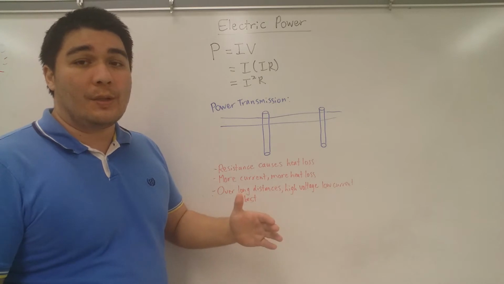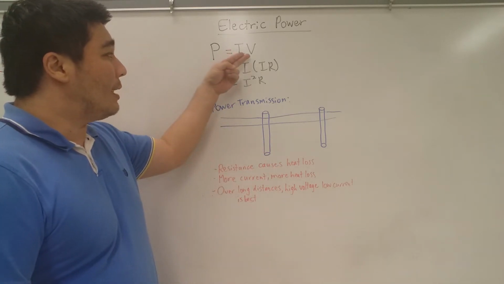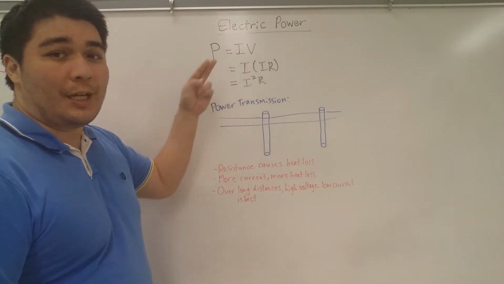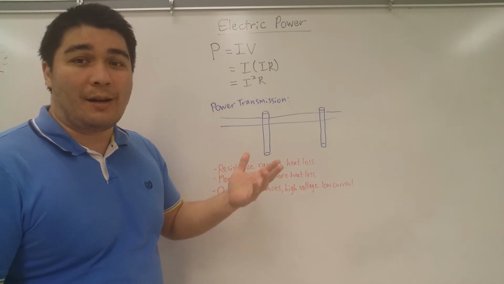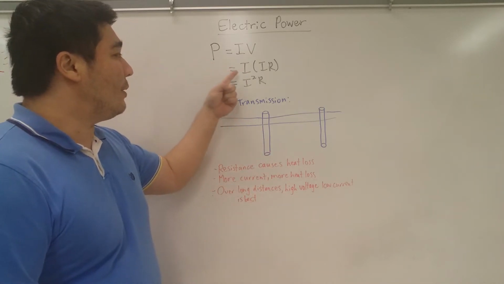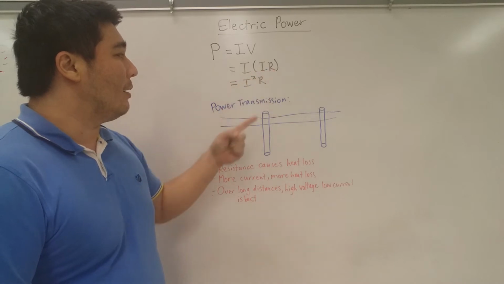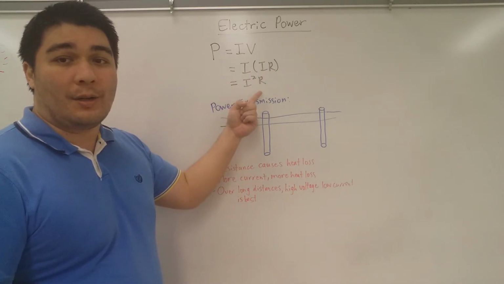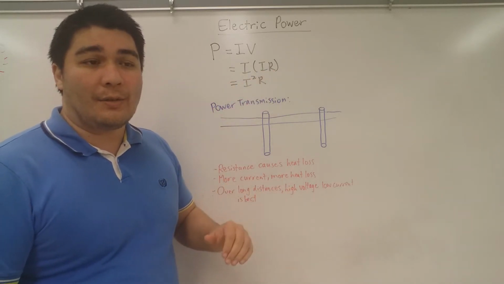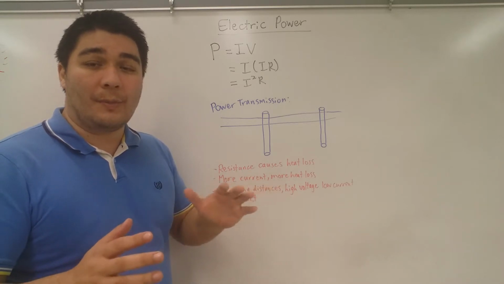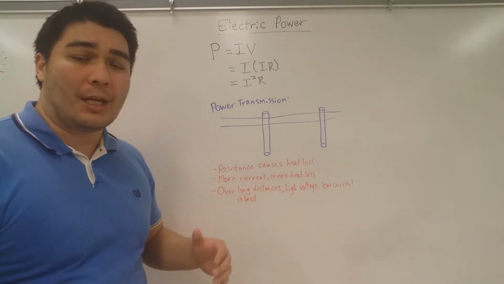The other thing I can do is utilize Ohm's law with voltage and turn it in, because V equals IR. So you would get P equals I times IR, which gives you I squared R. I just wanted to break that down to show where some of these equations come from.